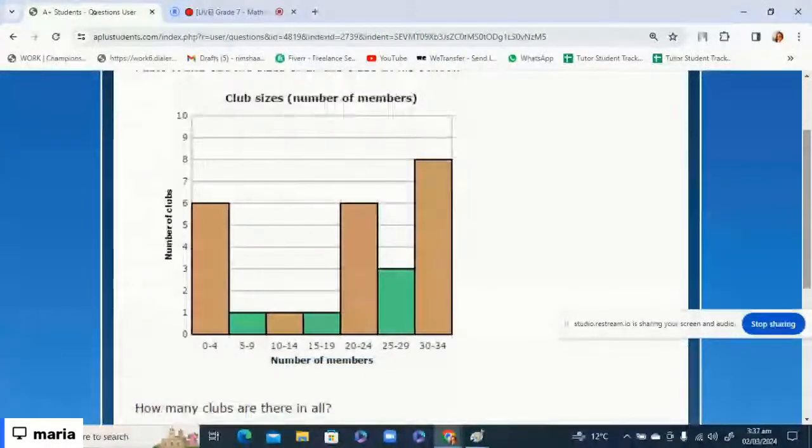First one is 0 to 4, it's 6. Then it's 1. 6 plus 1 is 7, 8, 9. Then it's again 6. 9 plus 6 is 15. Plus 3, that is 18. And 18 plus 8. Count all of it, okay? 6, 6, 12, 13, 14, 15, 16, 17, 18.